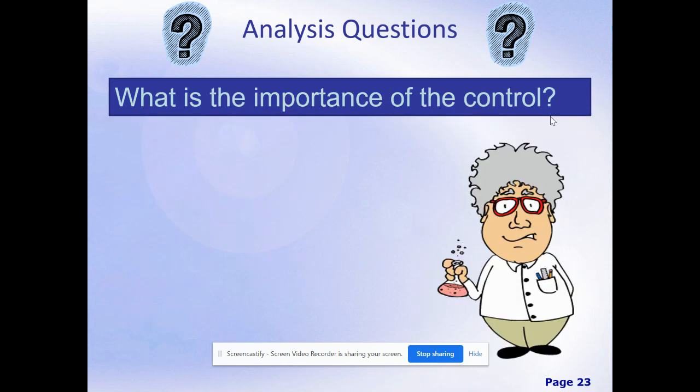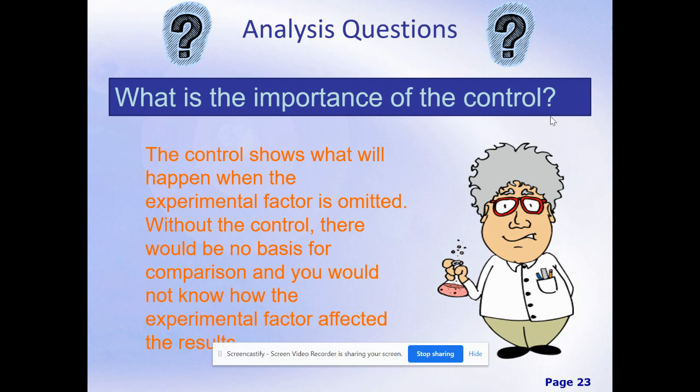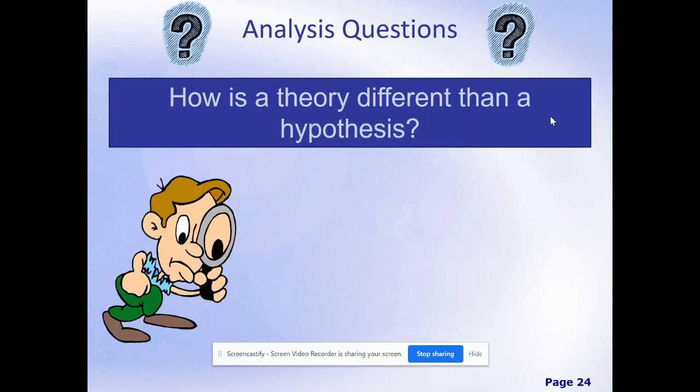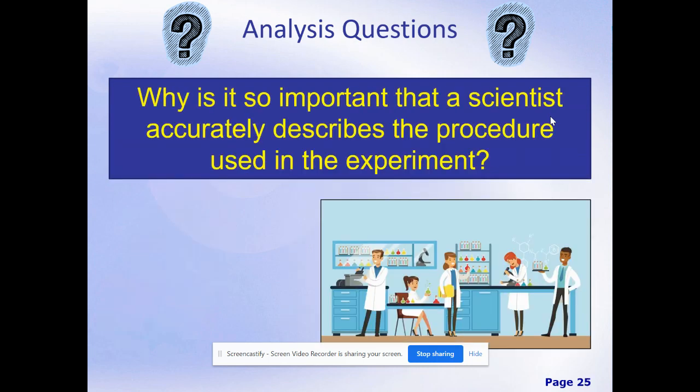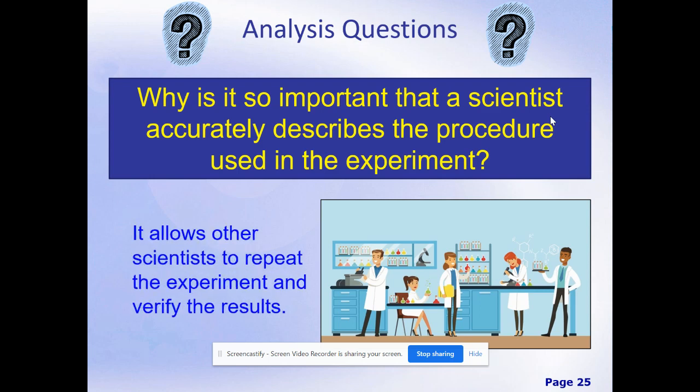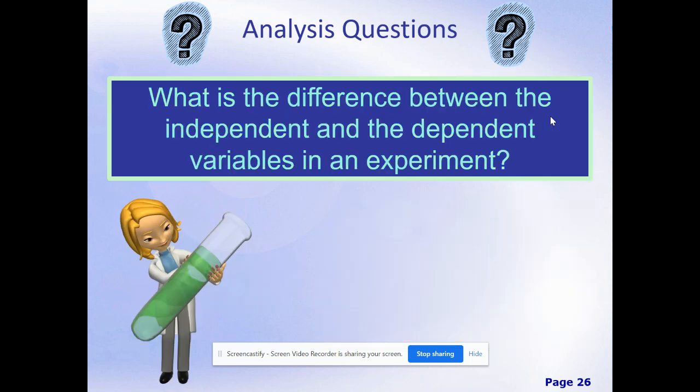What is the importance of the control? So the control shows what will happen when the experimental factor is omitted. Without the control, there is no basis for comparison, and you would not know if the experimental factor affected the results. How is a theory different from a hypothesis? A hypothesis is your educated guess that is testable through your observations and experiments. A theory is a broad statement that is believed to be true based on many experiments and considerable amounts of data. So why is it so important for a scientist to accurately describe the procedure? We want to make sure that we describe the procedure to allow other scientists to replicate our work.